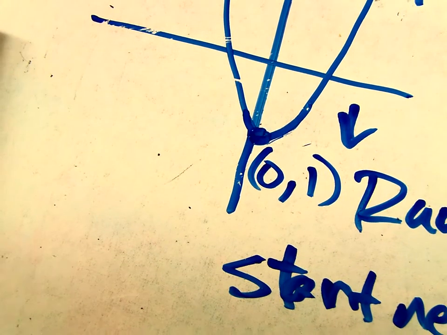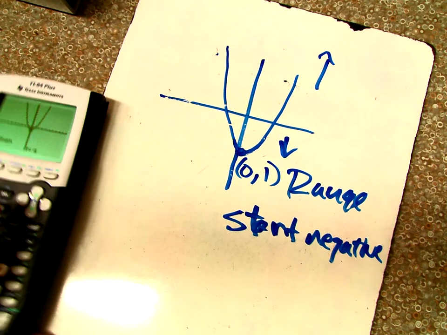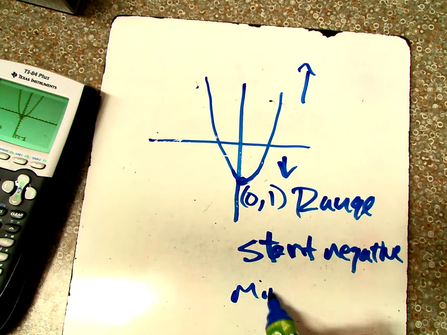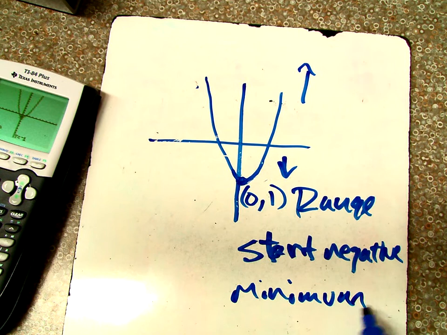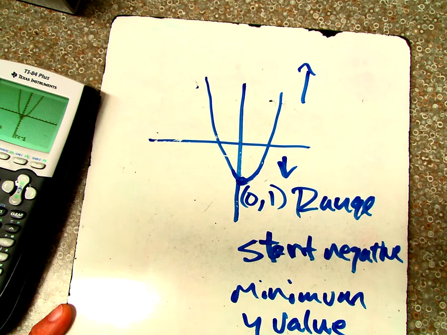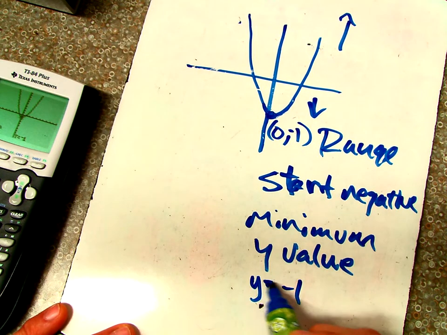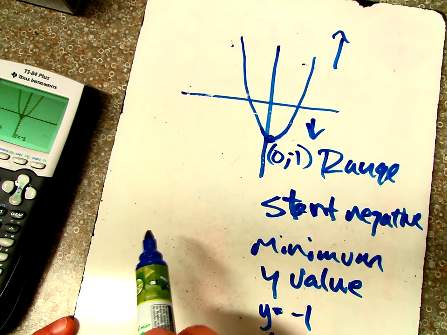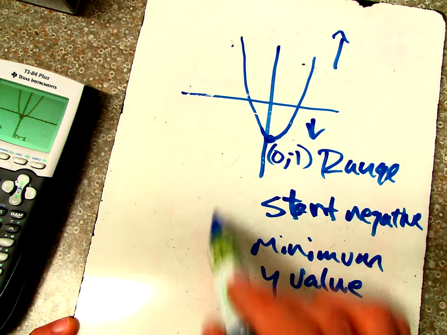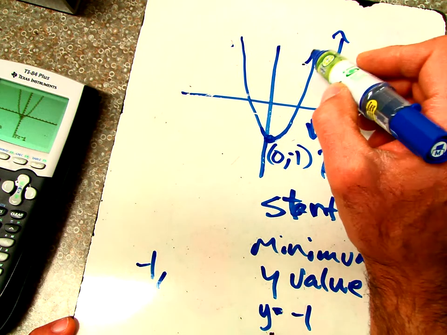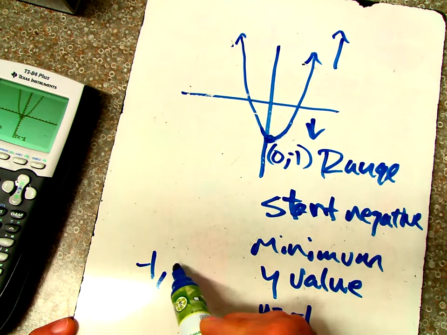We use the minimum to find the range. Okay, the minimum is the y value. So the minimum is actually -1. That's the minimum. And then for the range, it's not down here at -infinity, it starts at -1 and goes up to, these have arrows, it goes up to infinity.